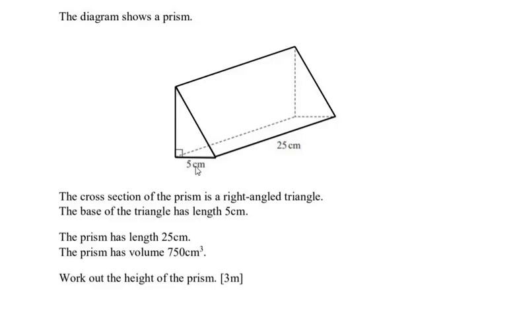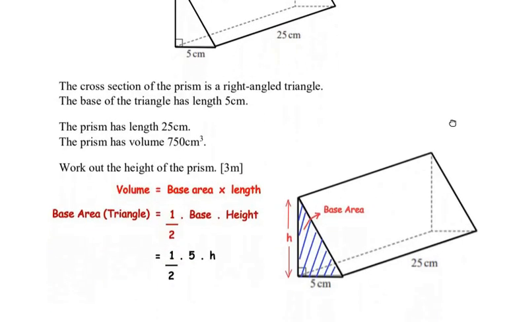Now here we have been given a right angled triangular prism. And it is given that the cross-sectional area is a right-angled triangle with base 5 cm and the length of this prism is given as 25 cm and the volume of this prism is 750. Now we are supposed to find out what is the height of this prism. So let me redraw this figure over here for easy reference.